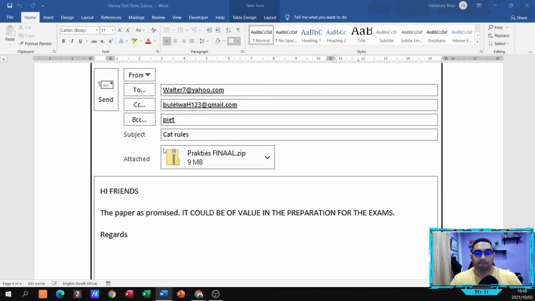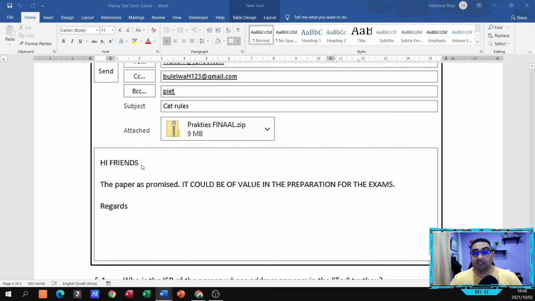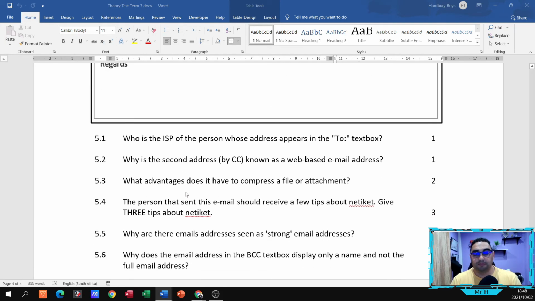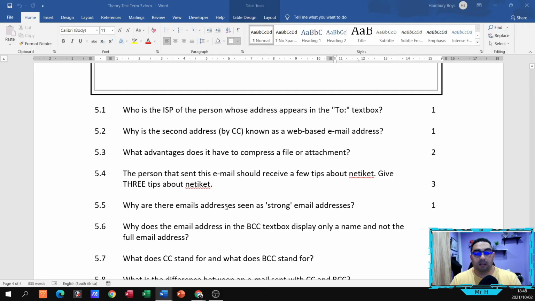Let's have a look here. Do we have a large file? Yes, we do. Do we have capitals? Because this is like saying, "Hi friends, the paper as promised. It could be of value in the preparation for the exams. Regards," and then nothing. Okay, so this is why we don't type in all capitals or send large files, because that person's email account might not be able to accept a file or an attachment of that size.